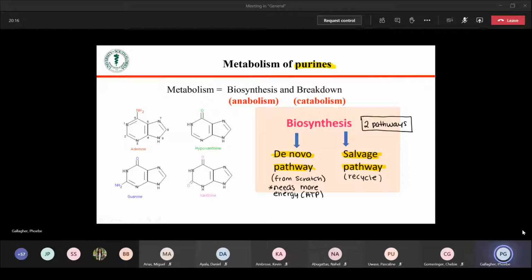Okay, so we're going to start with the metabolism of purines. She wants you to understand that you have to know the catabolic and anabolic processes. So the biosynthesis has two pathways that we have to know. You have your de novo pathway, and then you've got your salvage pathway. Your de novo pathway is essentially making the nucleotides from scratch. The salvage pathway is really just recycling free bases and then putting them on the ribose and phosphorylating them. And you're not essentially making them from scratch.